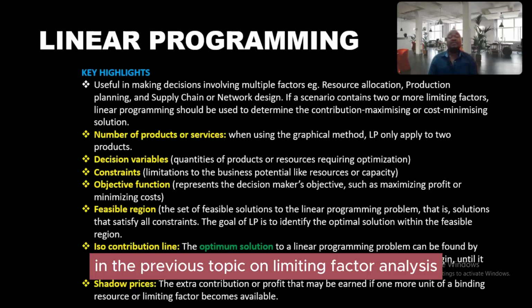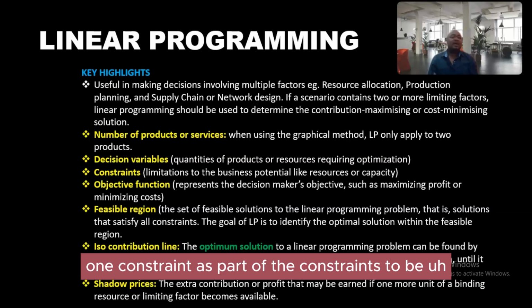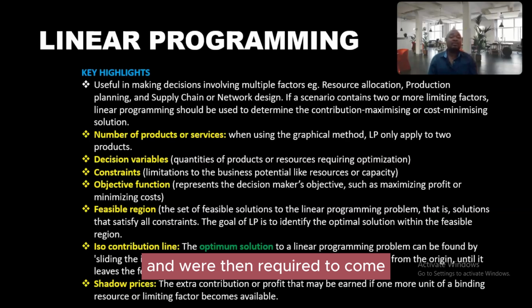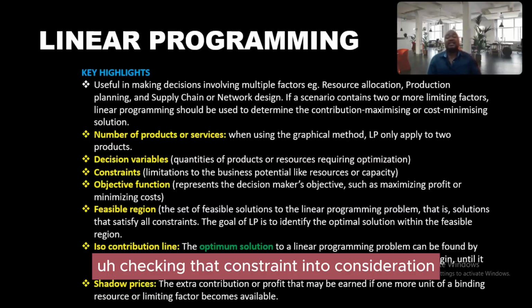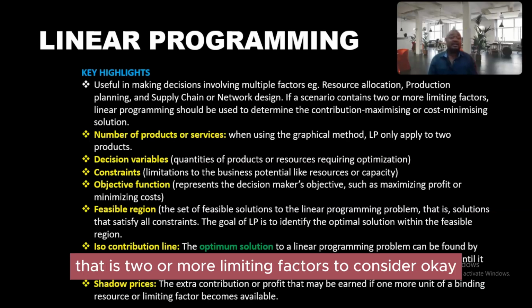If you still remember, in the previous topic on limiting factor analysis the traditional way, we were looking at only one constraint. Only one constraint was given in the question, and we were then required to come up with a viable production plan, taking that constraint into consideration. But in this case, you are going to be given more than one. That is two or more limiting factors to consider.